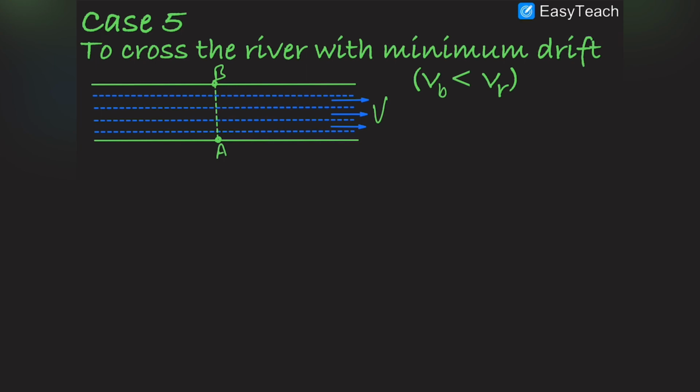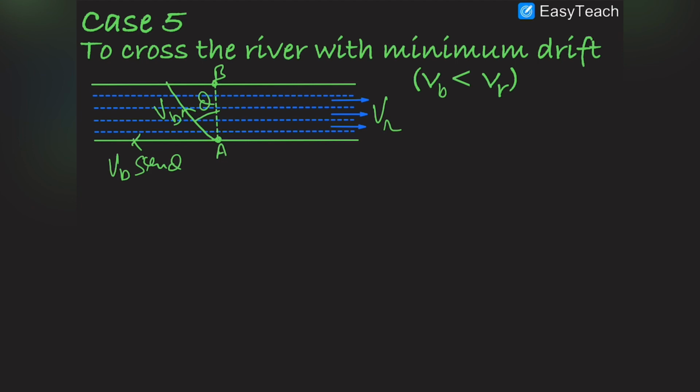So the direction of this boat velocity should be like that, somewhere at an angle of theta. Now we wish to find out the minimum drift, and we wish to find out the angle theta for which that drift would be minimum. So we know that if VB is less than VR, then obviously the component of VB, which is VB sine theta, would be less than VR. This is quite obvious.